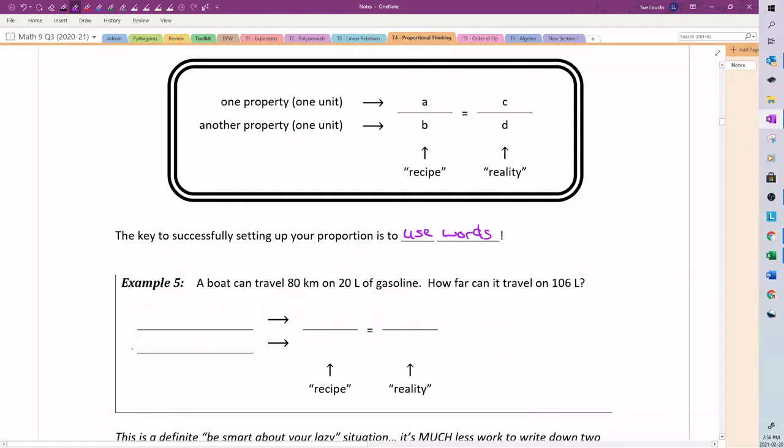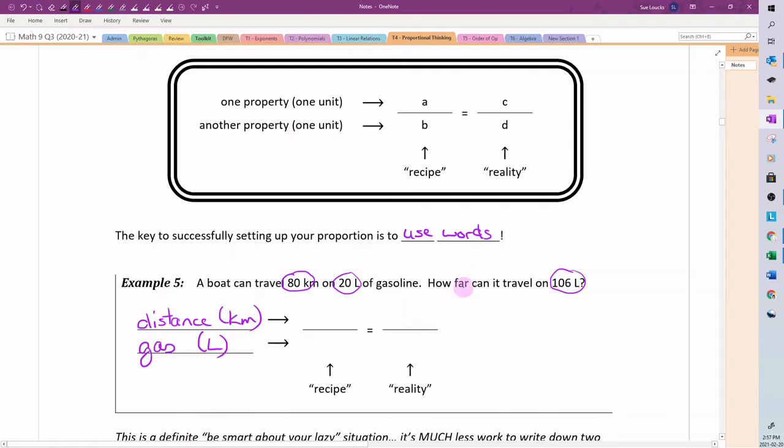Okay, let's do an example. A boat can travel 80 kilometers on 20 liters of gasoline. How far can it travel on 106 liters? The two things we're measuring in this question are kilometers, which is distance, and gasoline in liters. So I'm going to put distance, in kilometers, and gas, in liters. And now I'm going to fill in my numbers.